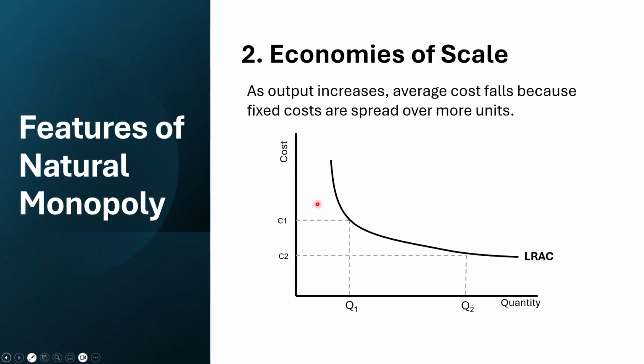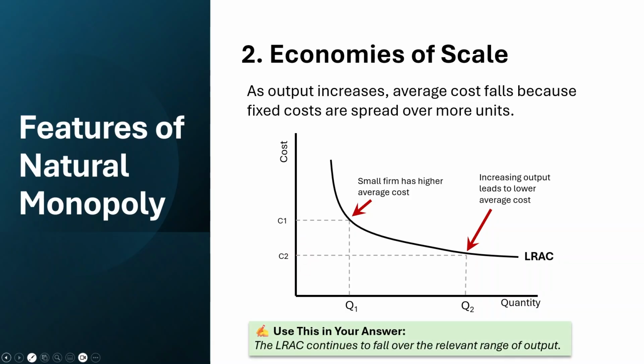This is shown by the long run average cost curve. At a low level of output, average cost is high. As output increases, average cost continues to fall. Now, let me share a small tip here. In exam answers, you could write this as the LRAC continues to fall over the relevant range of output. Because average cost keeps falling, one large firm can produce at a lower cost than several smaller firms.